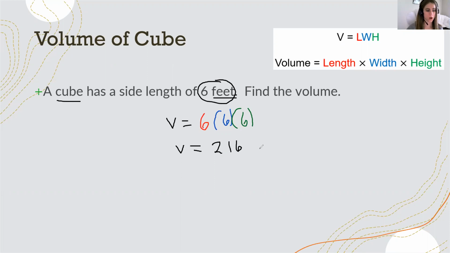And then we can't forget our label. Our measurement was in feet. And because we are dealing with volume, that is a three-dimensional figure, we are multiplying 3 different side lengths. Therefore, it is feet cubed, so feet to the 3rd power.